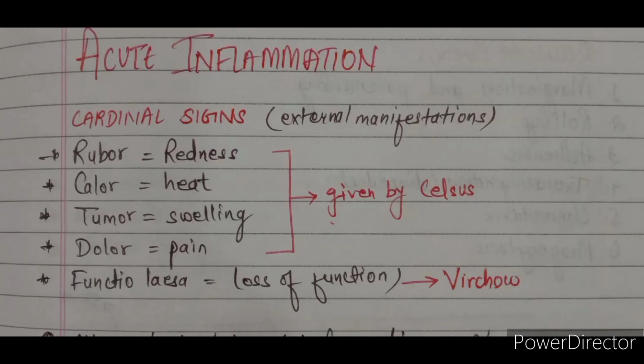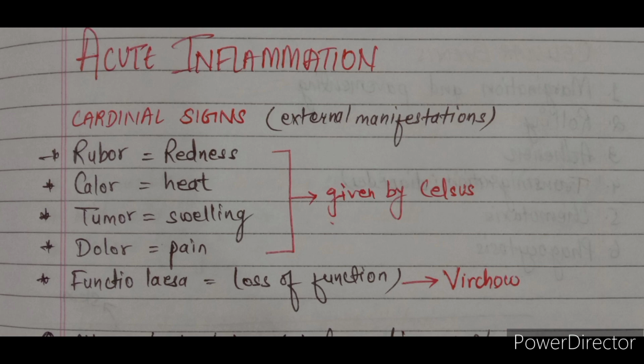Now let's jump into acute inflammation. So there are 5 cardinal signs, or we can say external manifestations, shown by our body. These are the responses which are shown by our body during inflammation, and those are: number 1 rubor, that is redness; number 2 calor, that is heat; number 3 is tumor or swelling; number 4 is dolor or pain; number 5 is functio laesa, that is loss of function.